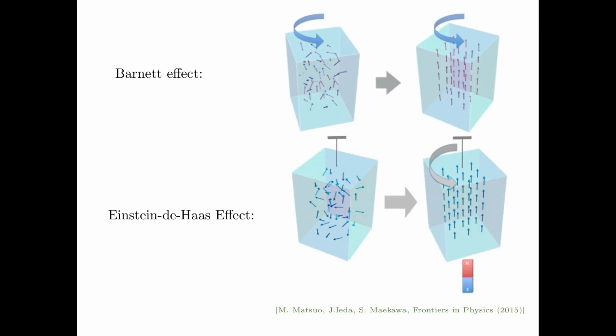The spin-rotation coupling is also the basis of the Barnett and the Einstein-de Haas effects. The Barnett effect is the magnetization of an uncharged body by the application of mechanical rotation. On the reverse, the Einstein-de Haas effect refers to the mechanical rotation induced by magnetizing a ferromagnet.